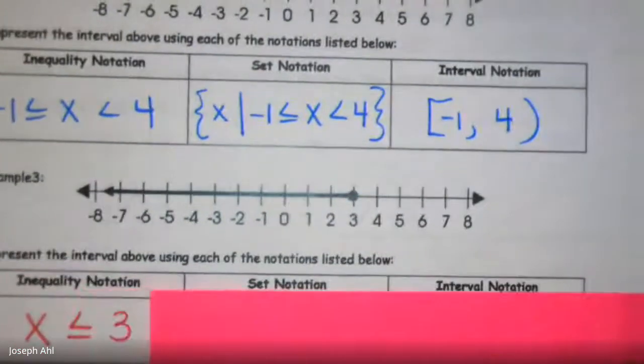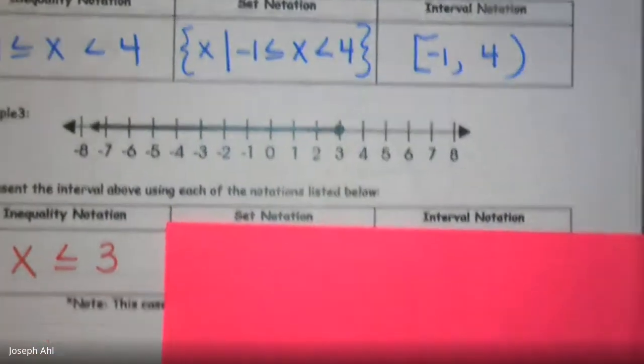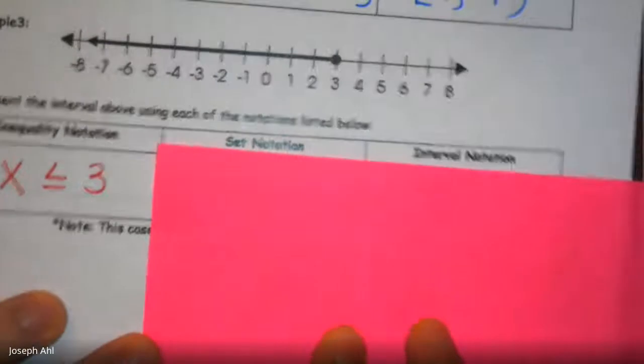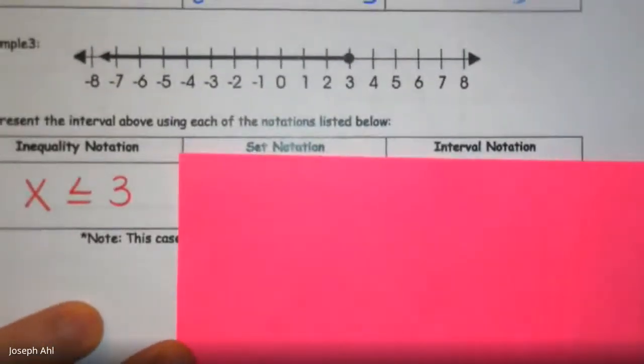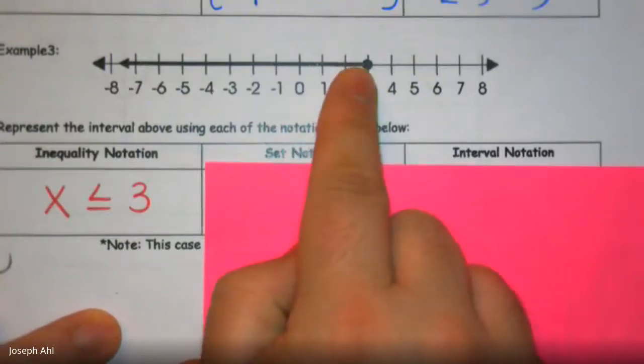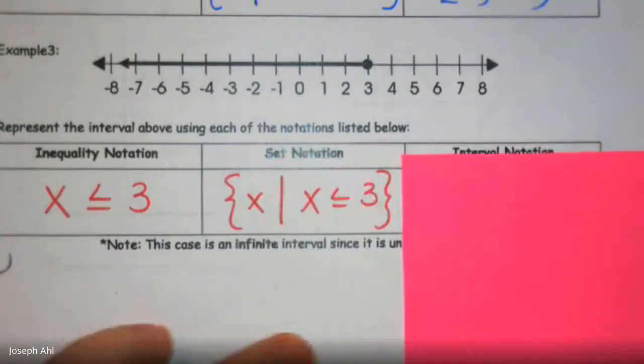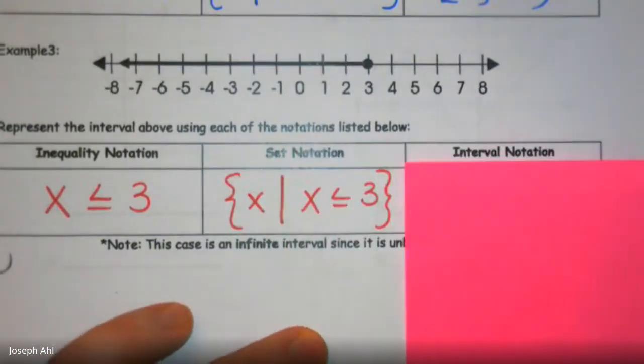But for the inequality notation, we're going to say simply that x is, sorry, you guys can't see that. So we're going to say here really just that x is less than or equal to 3. That makes sense, right? This set of values covers everything for x that's smaller than 3. And the set notation won't be so scary either. It's x such that x is less than or equal to 3.